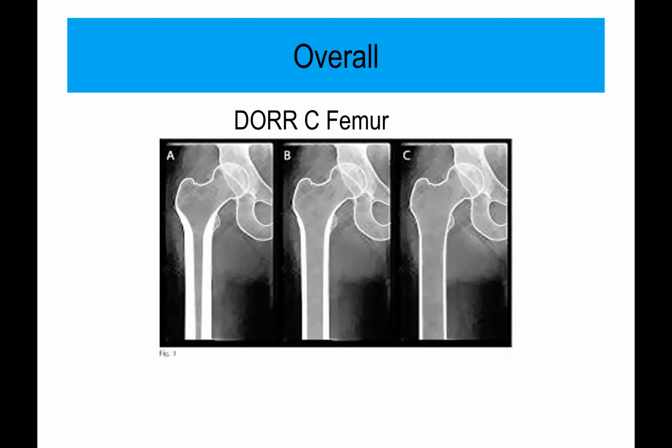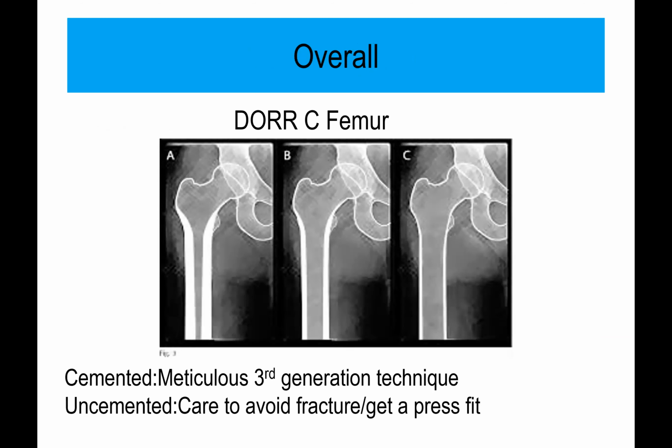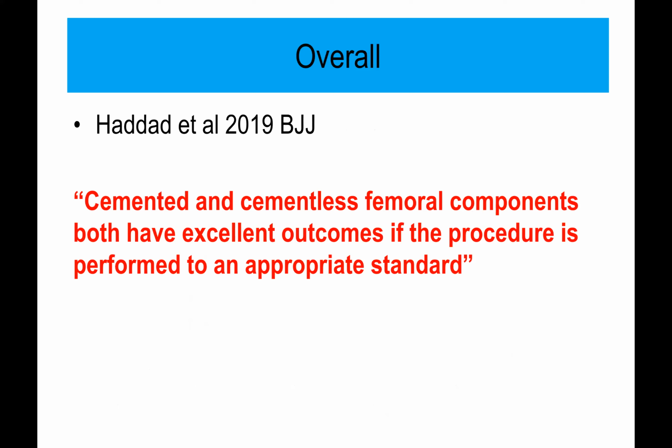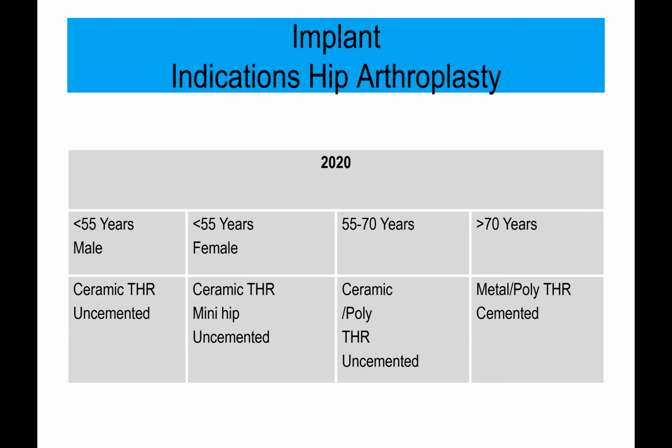So now you have a dorr femur. Again, will you do a cemented or uncemented? If you can do a meticulous third generation cement technique, or you can do it uncemented, you have to take care to avoid fracture and to get a press fit. So it is possible to do both cemented and uncemented. So our question still remains, how do you decide the implant? Haddad 2019 in BJJ: cemented and cementless femoral components both have excellent outcomes if the procedure is performed to an appropriate standard. So this is a general recommendation.